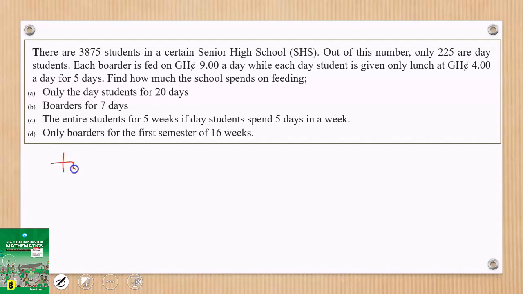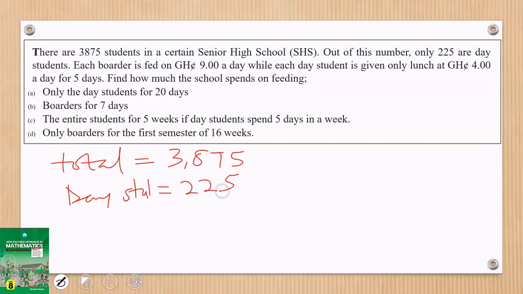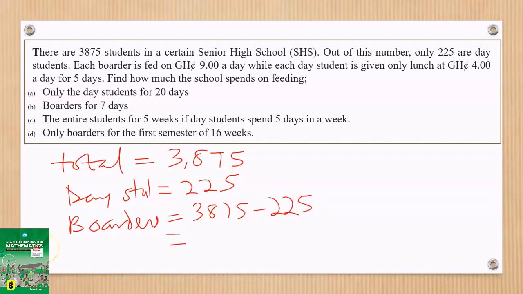So total students in the school, according to the question, is 3,875. Now, out of this, day students is equal to 225. In that case, our boarders will be 3,875 minus 225, and that should give us 3,650. Take your time and do the subtraction well and you get the same answer.